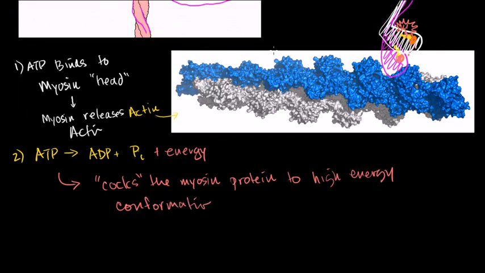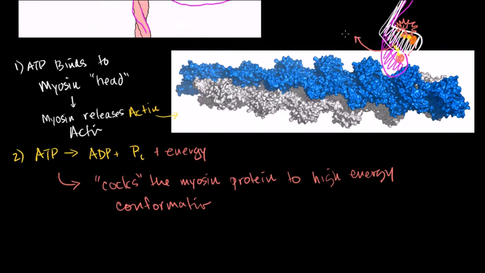Conformation. So in step 2, the phosphate group is still attached, but it gets detached from the rest of the ATP, so that becomes ADP. And then that energy changes the conformation so that this protein now goes into a position that looks like this.